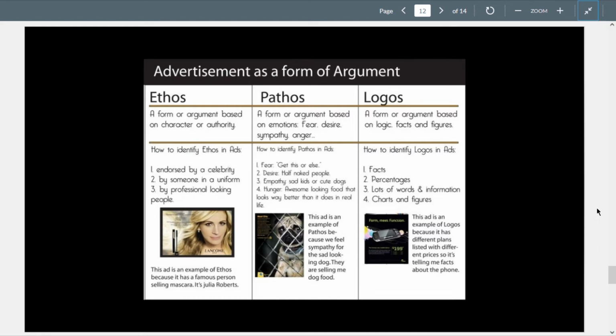Okay, sorry, guys. So anyway, ethos, talking about Pew Research in the article. So it's endorsed by a credible research company, right? So that's the use of ethos.